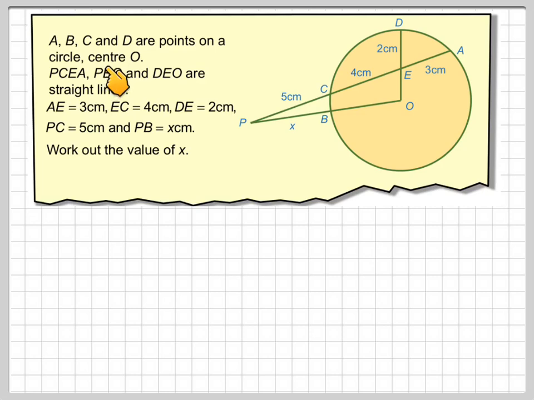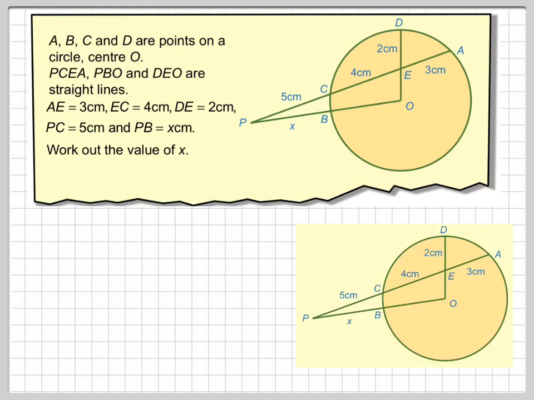So it says A, B, C, and D are points on the circle centre O, so that's actually the centre. P, C, E, A, and P, B, O, and D, E, O are straight lines. It says that AE is 3, EC is 4, DE is 2, PC is 5, and PB is X. So this distance here, from this point here to here, is X. Work out the value of X.